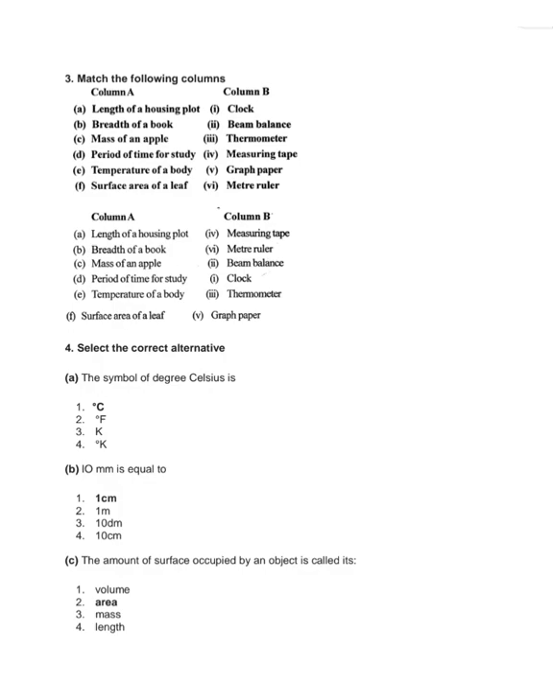Period of time for study can be measured by the clock. Temperature of a body can be measured by the thermometer. Surface area of a leaf can be measured by the graph paper because it is irregular, no? So graph paper can be used for that. Now select the correct alternative. A. The symbol of degree Celsius is, you can see the highlighted one, number 1. B. 10 mm is equal to 1 centimeter, number 1. C. The amount of surface occupied by an object is called its area, answer is number 2.